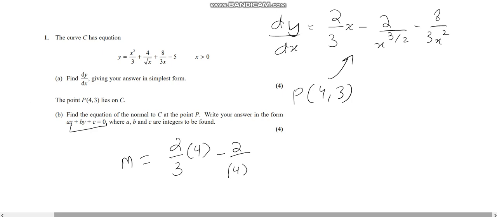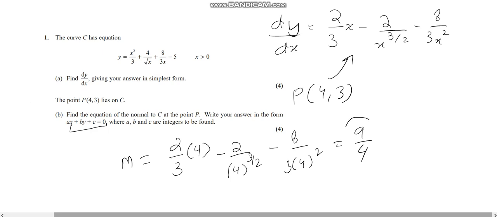This is going to be 4 to the power 8 square, and if you put that into the calculator, you'll be getting 9 upon 4. Now they said find the equation of the normal.